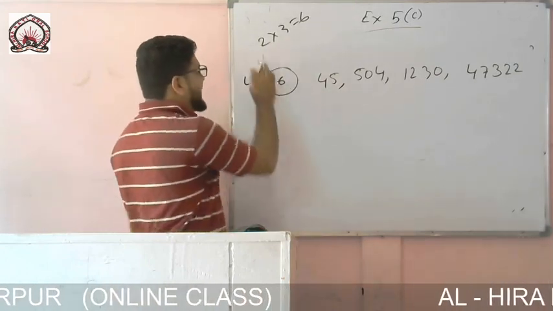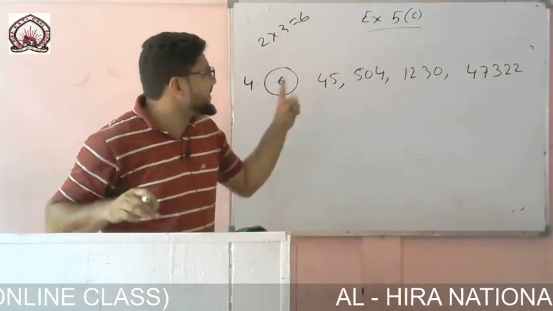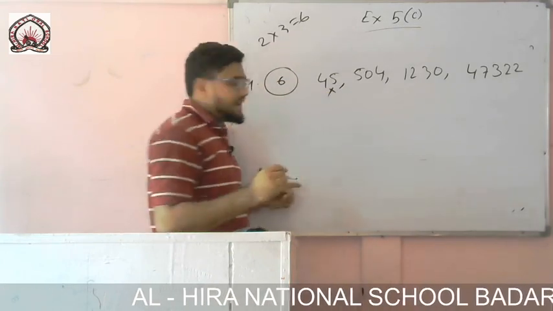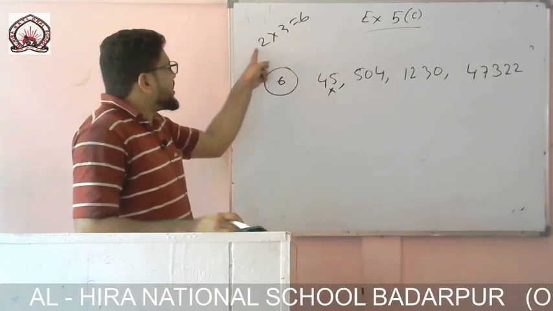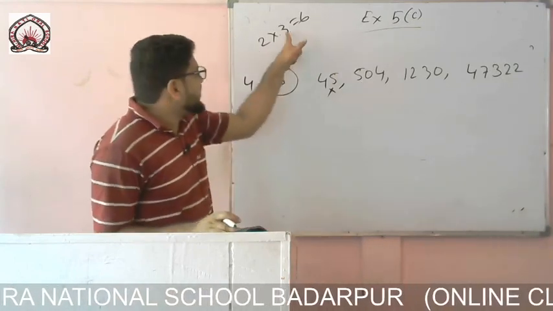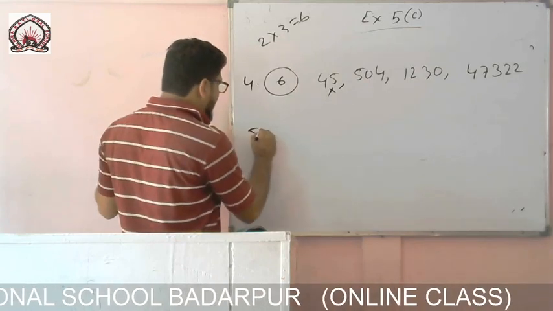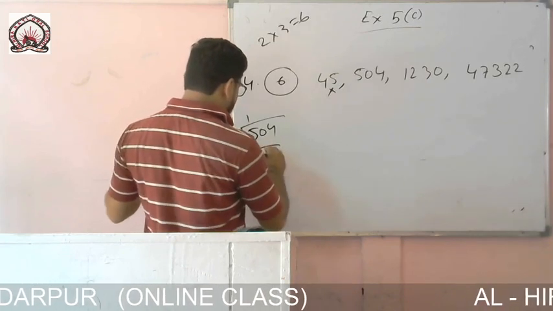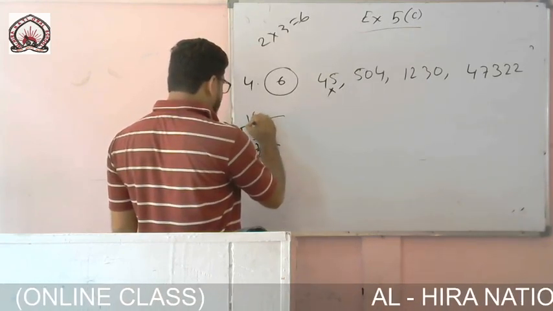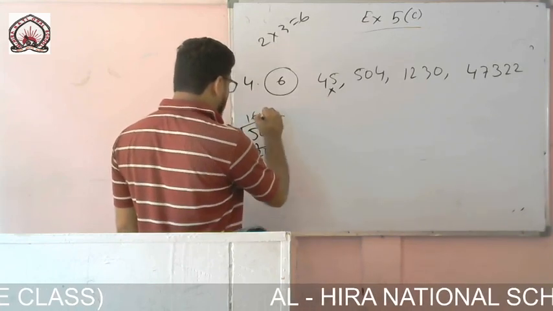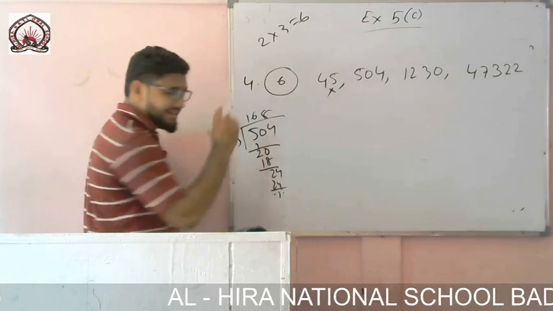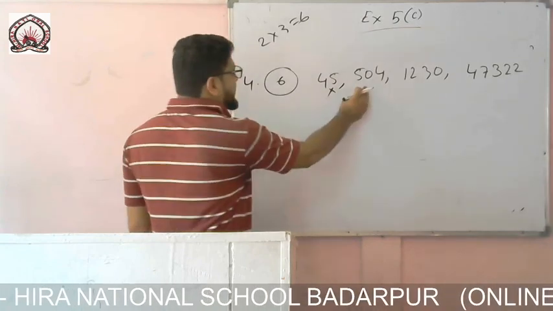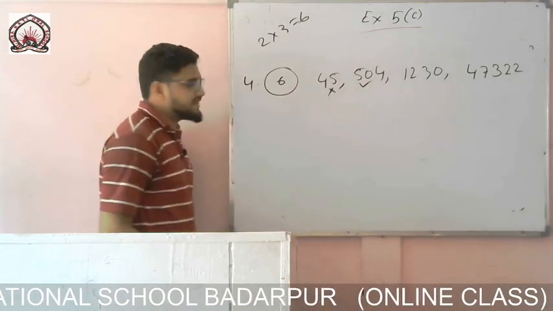So 45, yes, it is divisible by 3 but not divisible by 2. So it is not. Now come to 504. Yes, 504 is divisible by 2, and also divisible by 3. How you check? 504, you divide it: 3 1s are 3, remain 2, then 20, then 3 6s are 18, remain 2, 24, 3 8s are 24. So if we divide like this, this number is divisible by 3. So this number is divisible by both 2 and 3, so it is divisible by 6.